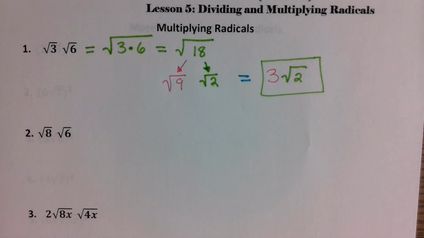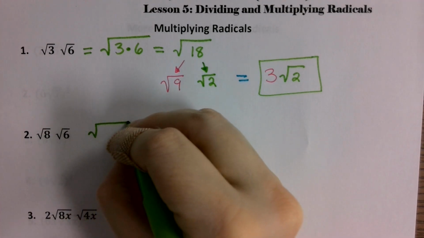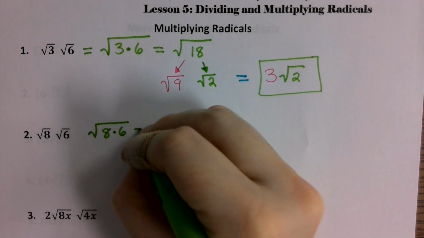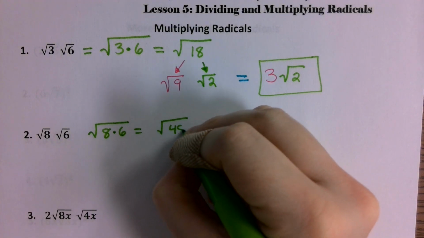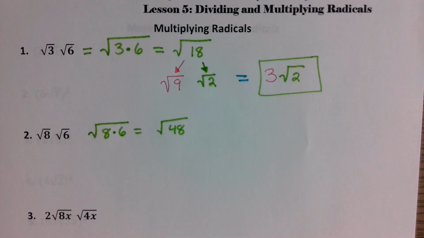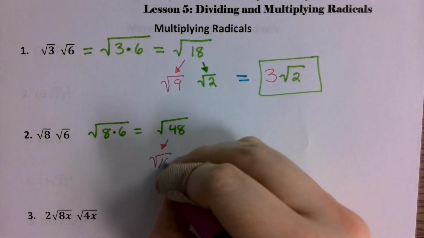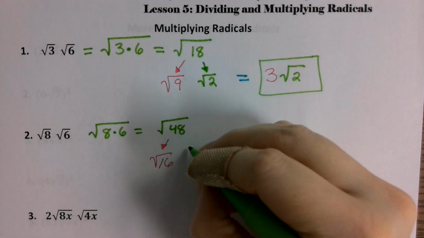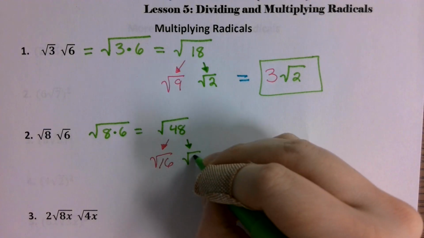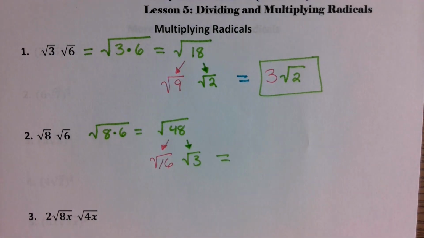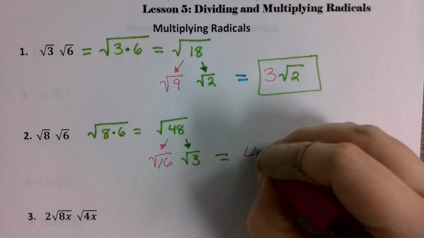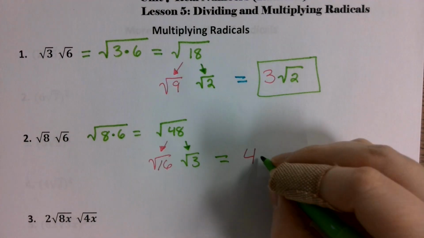All right, what's square root of 8 times square root of 6 going to equal? Square root of 48. Good. If we multiply these, all we're doing is taking 8 and multiplying it by 6. That gives us square root of 48. Can we simplify that? What perfect square goes into 48? 16. So we get square root of 16 times square root of 3. And then square root of 16 is going to equal 4. So we get 4 square root of 3.